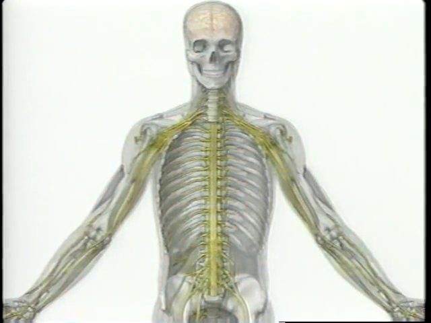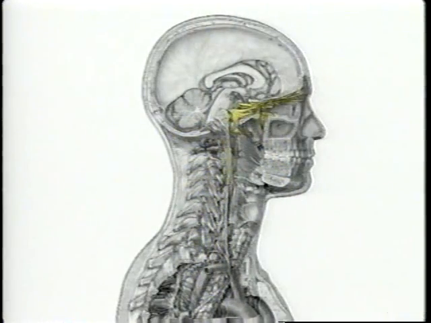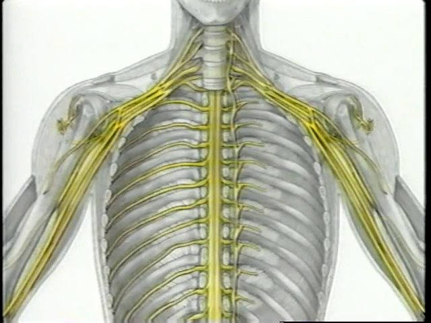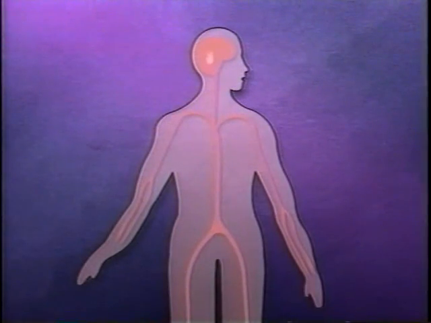The cord consists of 31 pairs of spinal nerves. There are 12 pairs of cranial nerves. The peripheral nervous system consists of the cranial and spinal nerve pairs as they emerge from the brainstem and spinal cord. The spinal cord conducts motor neurons away from the brain and sensory impulses toward the brain.